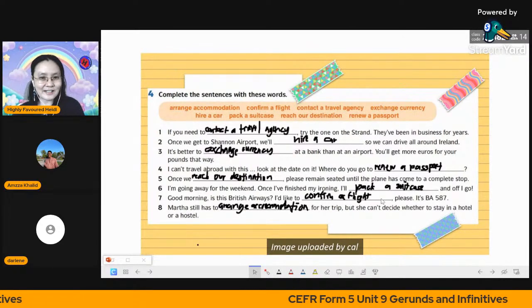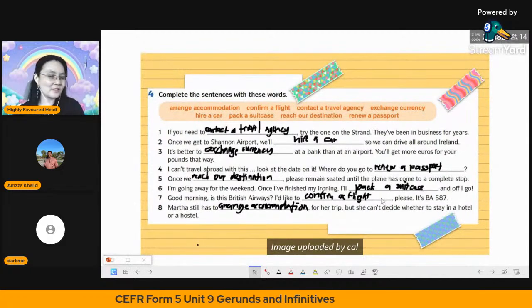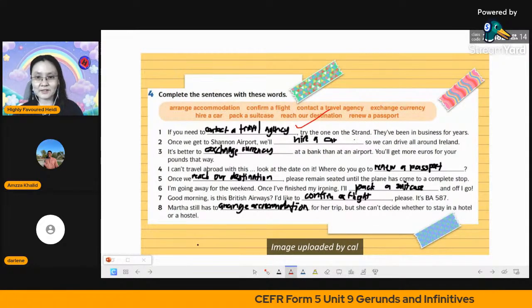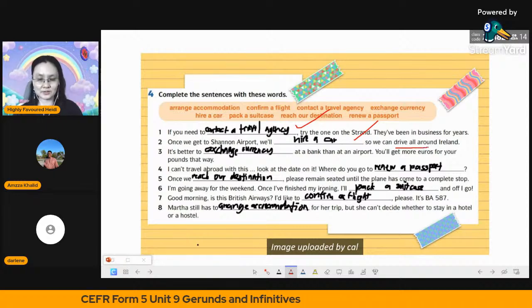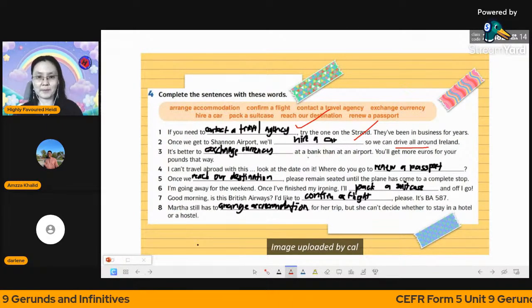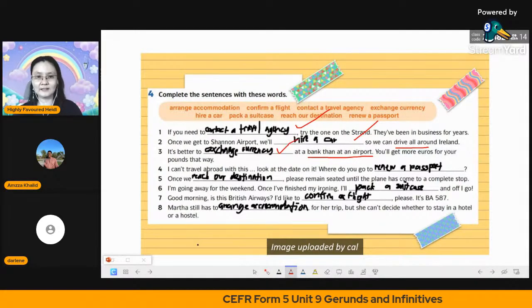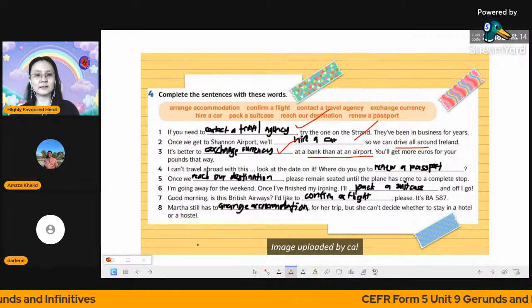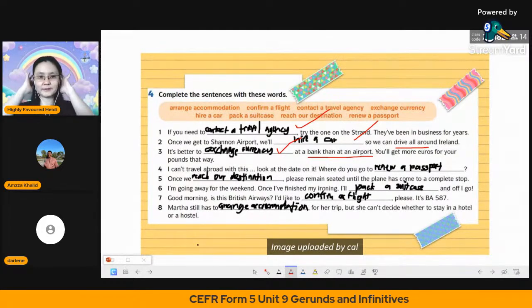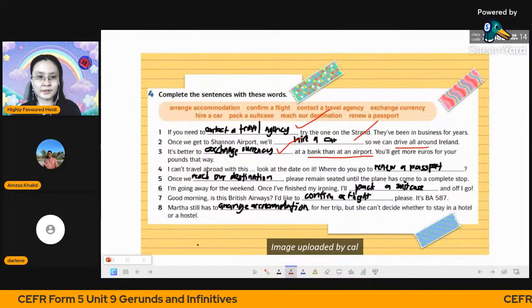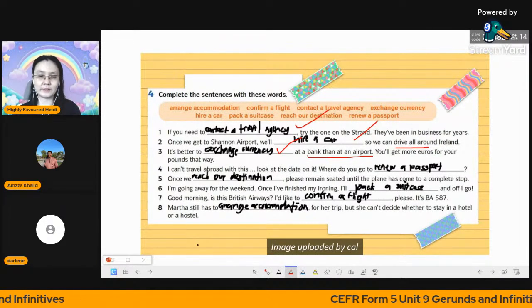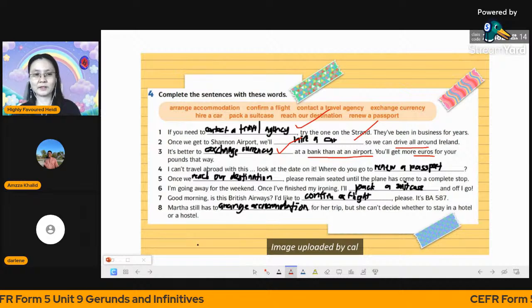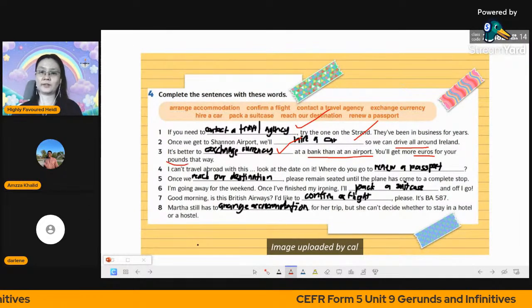If you need to contact a travel agency, try the one on the Strand. They've been in business for years. Okay, good, correct. Once we reach, we'll hire a car, because it's talking about driving around. So this is the keyword. It's better to exchange at the bank than in the airport. Normally, if you want to exchange your currency, only a few places have a money changer. Not everywhere you can find one. So you can use the bank or the airport. When you go to European countries, they will use euro. Pounds will be those in the UK, I think.